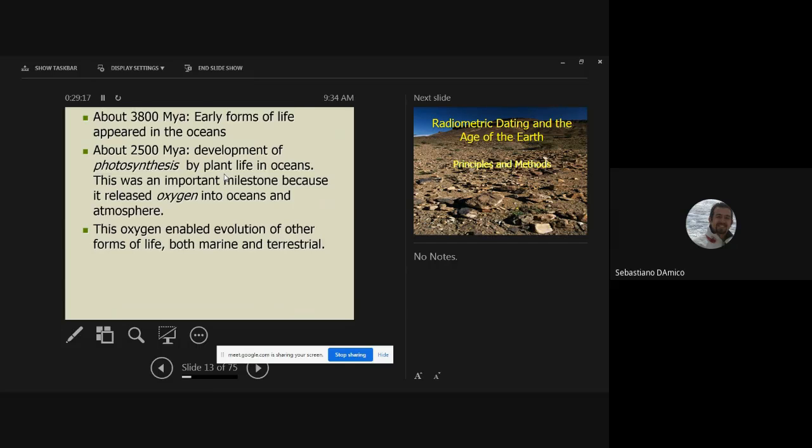The first form of life in the oceans appeared about 3,800 million years ago. Then these started organizing into more complex structures, living objects, which slowly became plants. The plants then started to produce oxygen by incorporating CO2. The atmosphere has not been constant in terms of composition through the life of the planet, right?